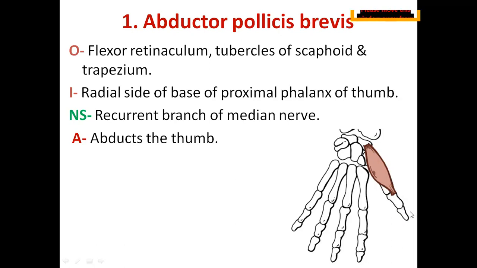This is the proximal phalanx, this is the distal phalanx, because I told you in the thumb we have only 2 phalangeal bones, right? Then the nerve supply of this abductor pollicis brevis is the recurrent branch of the median nerve. Action: it abducts the thumb.